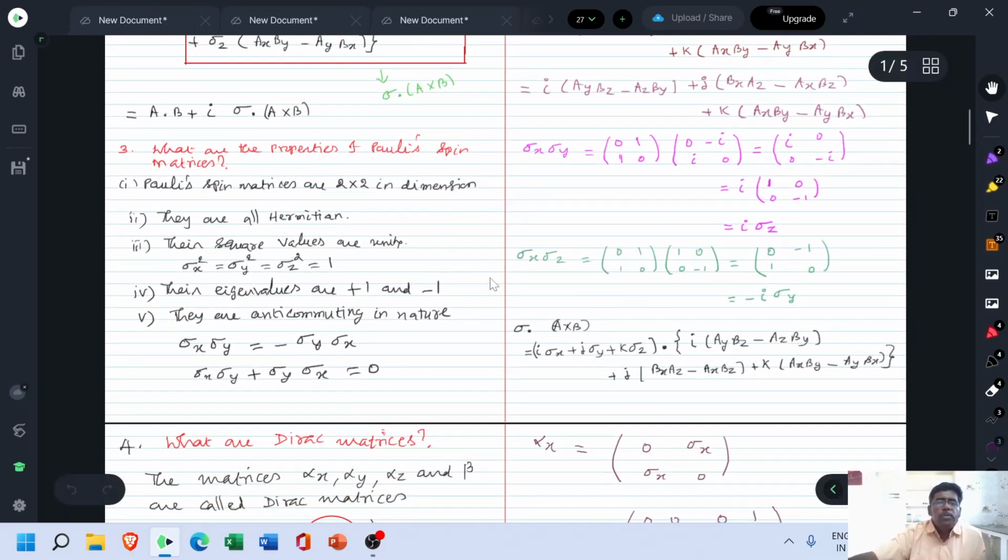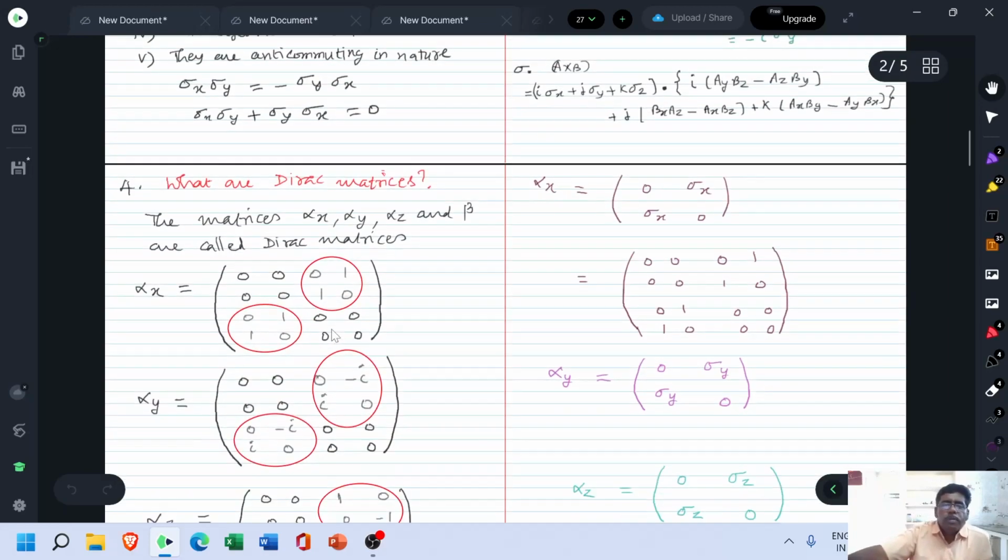The third question is, what are the properties of Pauli spin matrices? Pauli spin matrices are 2 by 2 in dimension. They are all Hermitian. Their square values are unity. Their eigenvalues are plus 1 and minus 1. They are anti-commuting in nature. That means sigma x sigma y equal to minus sigma y sigma x. Therefore sigma x sigma y plus sigma y sigma x equal to 0.